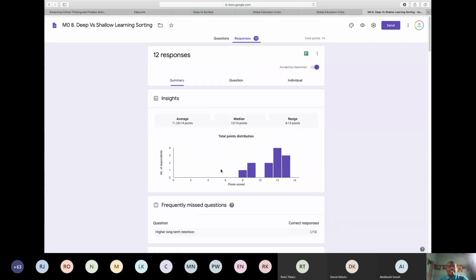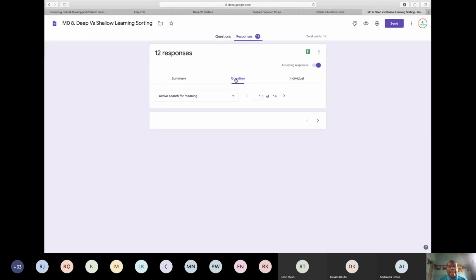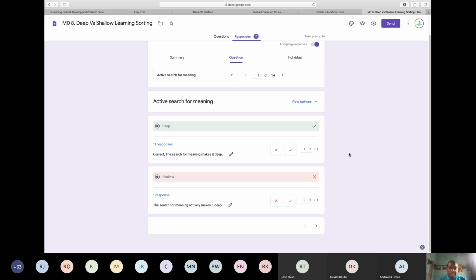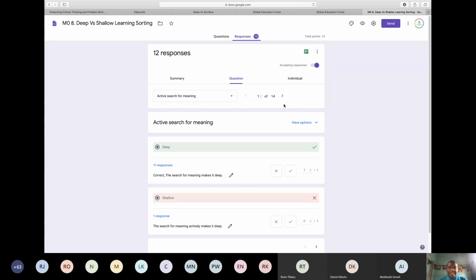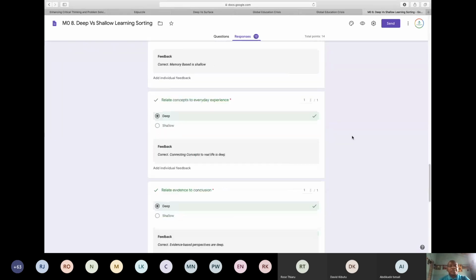So when you answer this, you'll be gaining points, and these points will be accumulating. You can see in this class, we had 11.25 average, and the median was 12.4, and the range was 11 to 13. And I can even research the questions and see how the questions were answered and the way they were distributed. And I can also go to the individuals and look at the individuals.